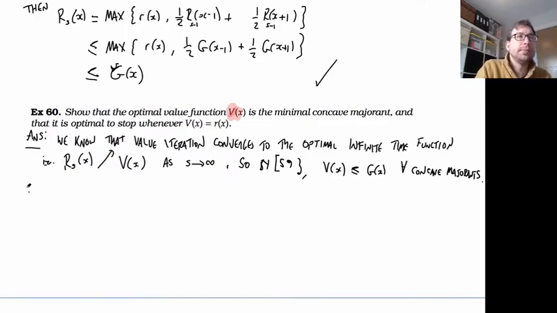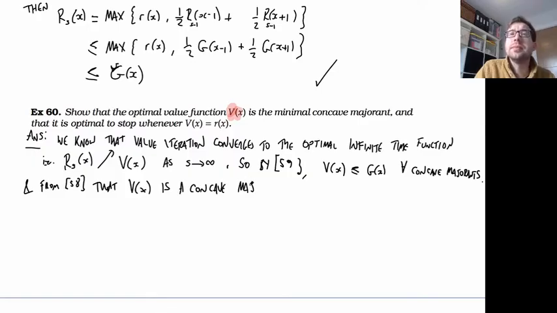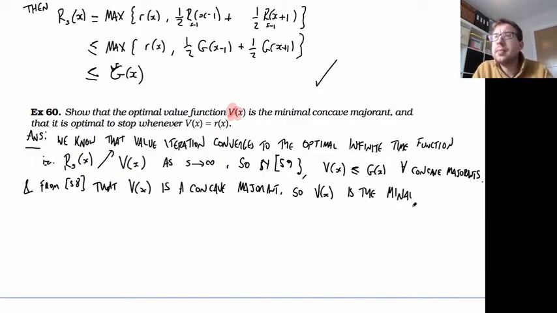Okay. And we also know from 58 that v of x is a concave majorant. So we've got something that is a concave majorant but is less than or equal to all concave majorants. So v of x is the minimal concave majorant. It's the smallest one.